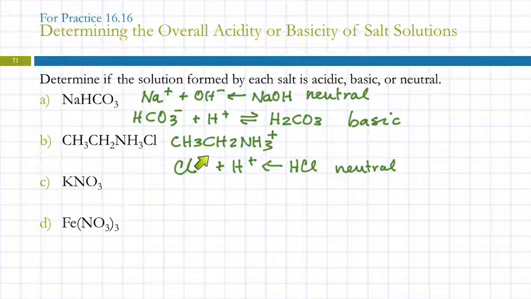Now this weird looking guy. Is there a part of this that looks a little familiar? The very end here, the NH3+. So this is like ammonium ion, except one of the hydrogens has been swapped out for this weird thing, which is an ethyl group. So this is the conjugate acid of a weak base because it's an amine.